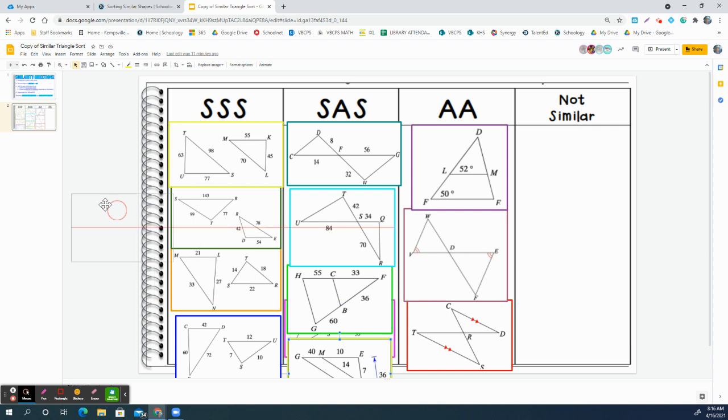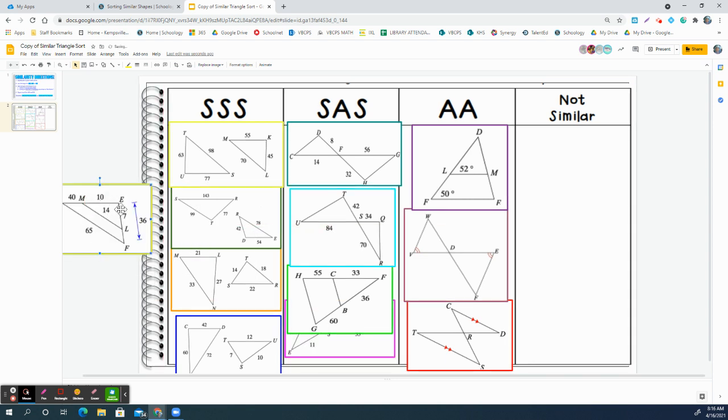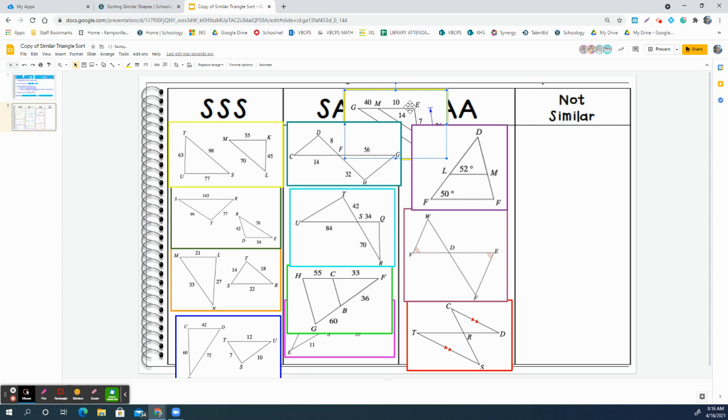This yellow one right here, and I know there's a couple of yellow ones, because of this angle E, you've got a baby triangle sitting on top of a big triangle. This could go either inside, side, side, or side, angle, side. So this one can kind of go either way.